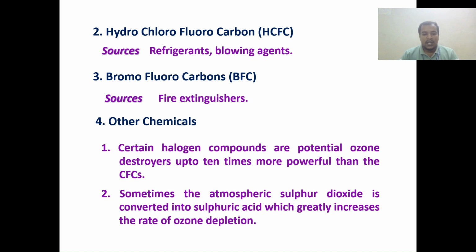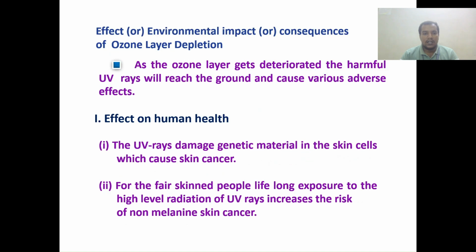But in day-to-day life, we are producing trace amounts of other chemicals like carbon dioxide and other gases. And sometimes the atmospheric sulfur dioxide is converted into sulfuric acid, which greatly increases the rate of ozone layer depletion. Now, the effects of ozone layer depletion and the impact on the environment.